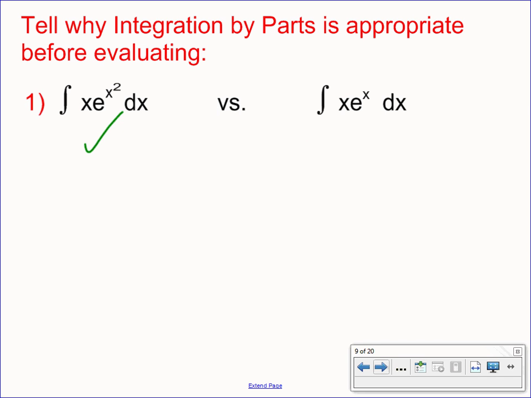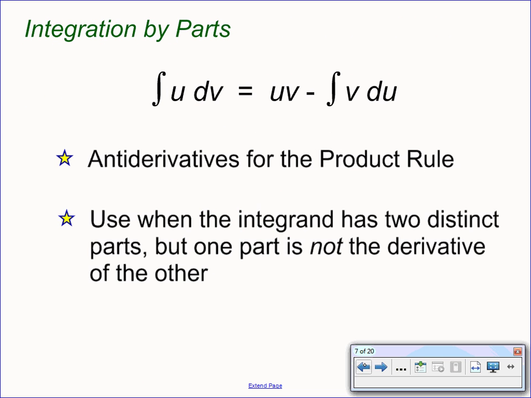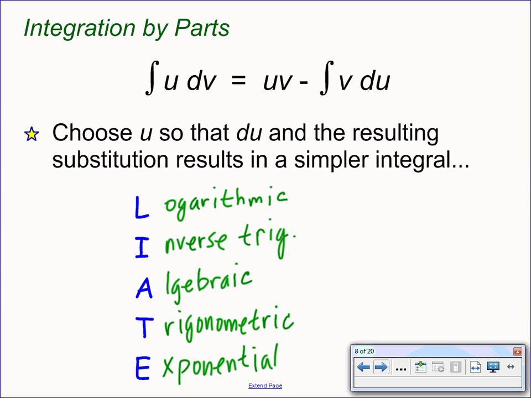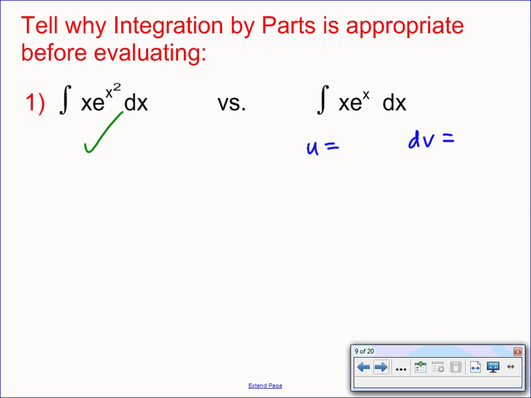So let's go ahead and choose u and dv for my original integrand. I look at my order for assigning priority, LIATE: logarithmic, inverse trig, algebraic, trigonometric, exponential. Exponential is last on the list, so I don't want to choose it to be u unless I absolutely have to. But this algebraic part, this x, is higher than the e for exponential, so I'm going to let u be x.